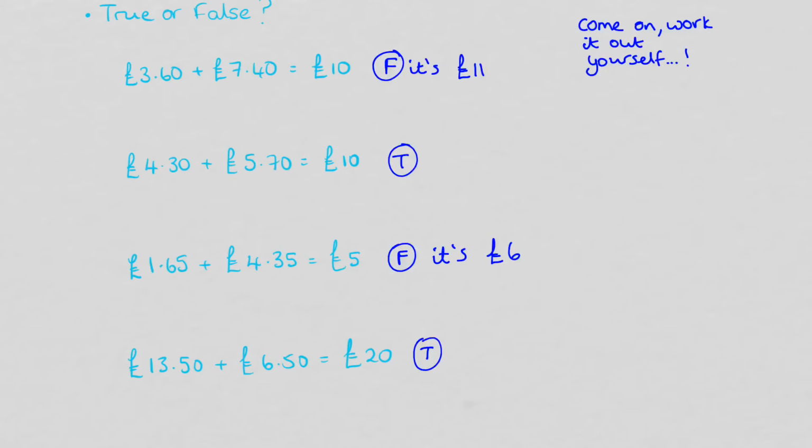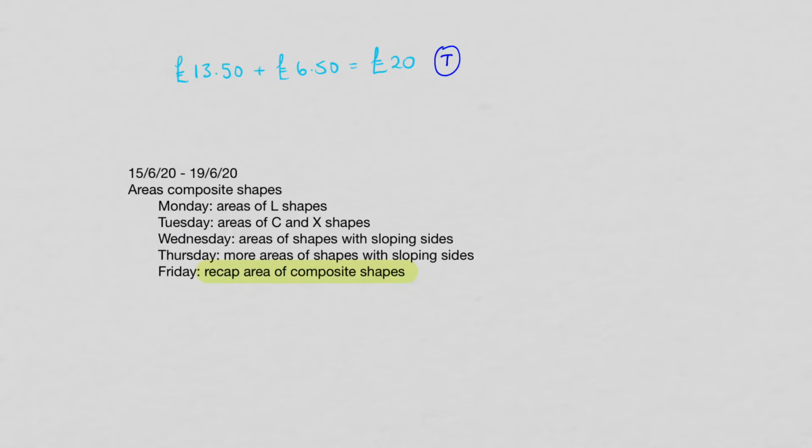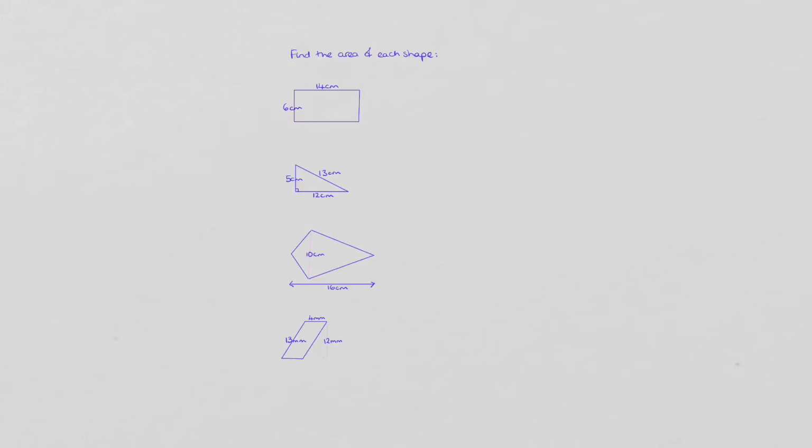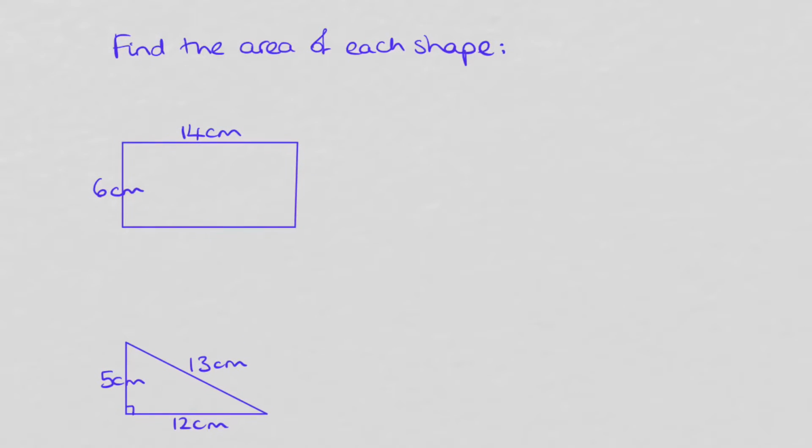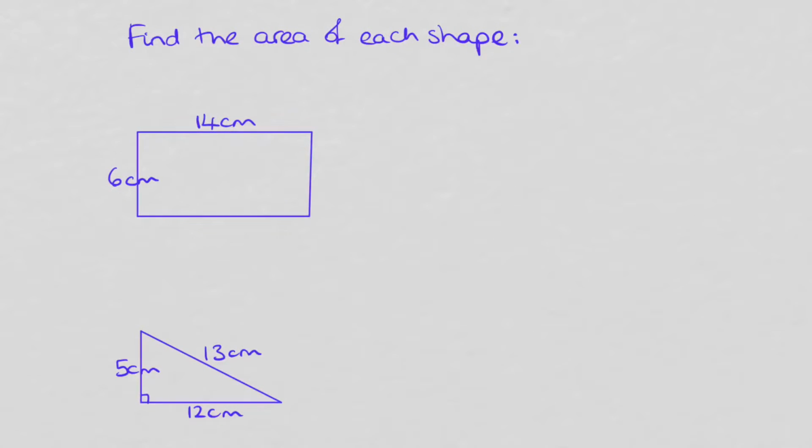Right then, so there's your answers, basically false, true, false, true. So what we're looking at today is just recapping our area of composite shapes, but we're going to recap our other shapes along the way. So we're going to work through these dead quick, okay?